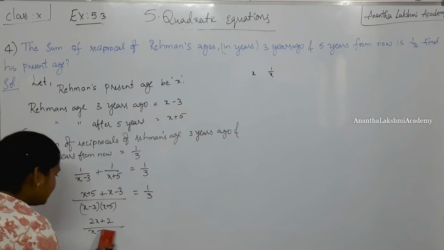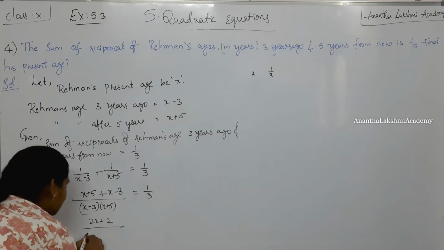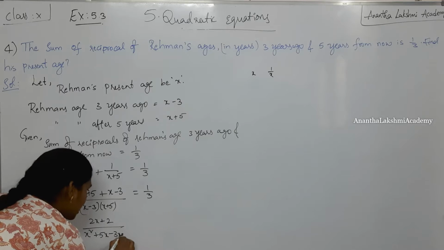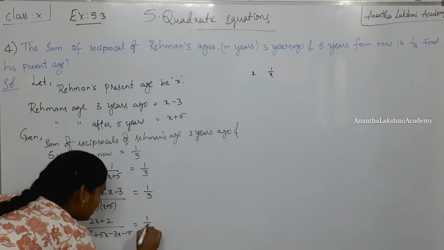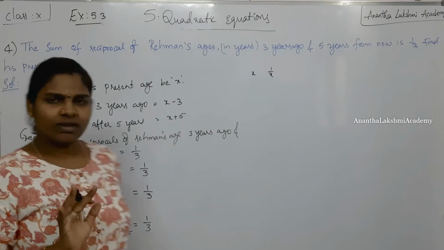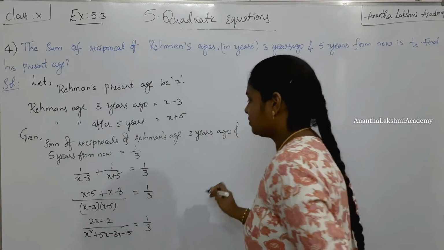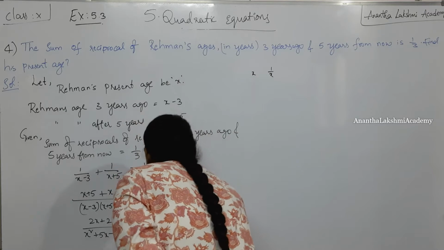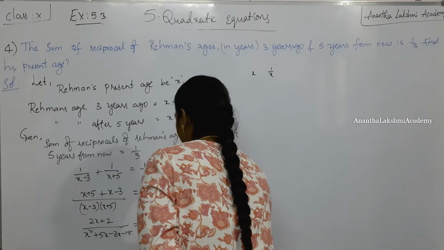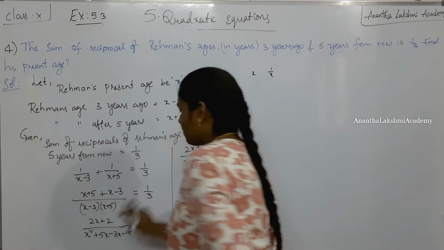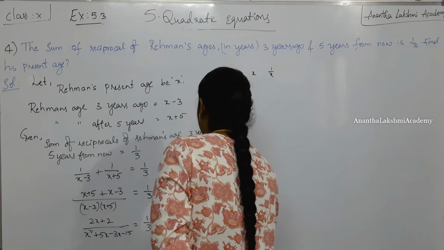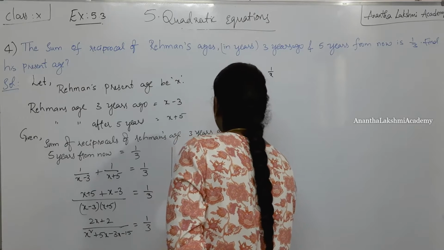Let us multiply this. x square plus 5x minus 3x minus 15 is equal to 1 by 3. Do this simplification carefully so that you will not make any mistakes. This is going to be 2x plus 2 by x square plus 5x minus 3x, which is 2x, minus 15, is equal to 1 by 3.